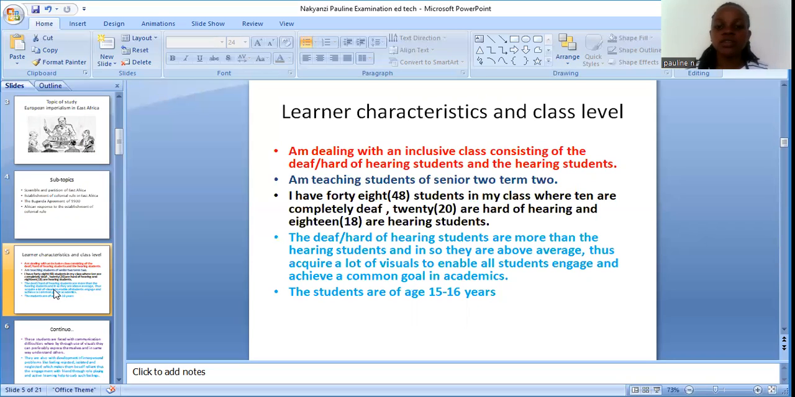The deaf students and the hard of hearing students are more than the hearing students, and so I acquire a lot of visuals to enable all students to engage and achieve a common goal in academics. The students are of age 15 to 16 years, meaning that they are average.